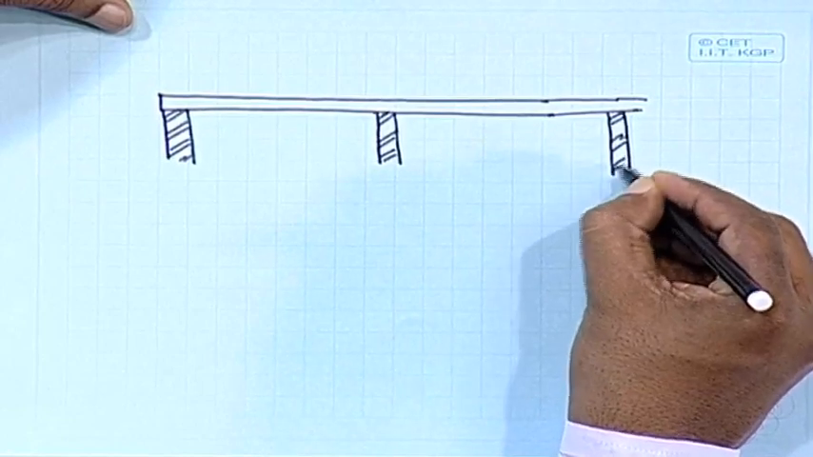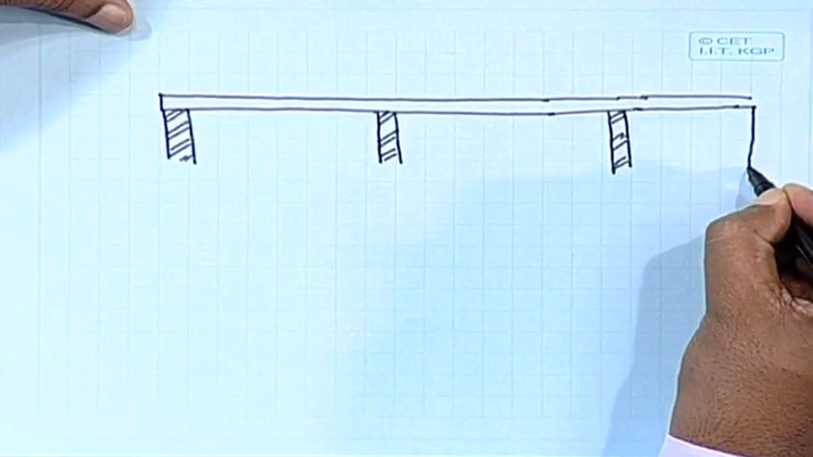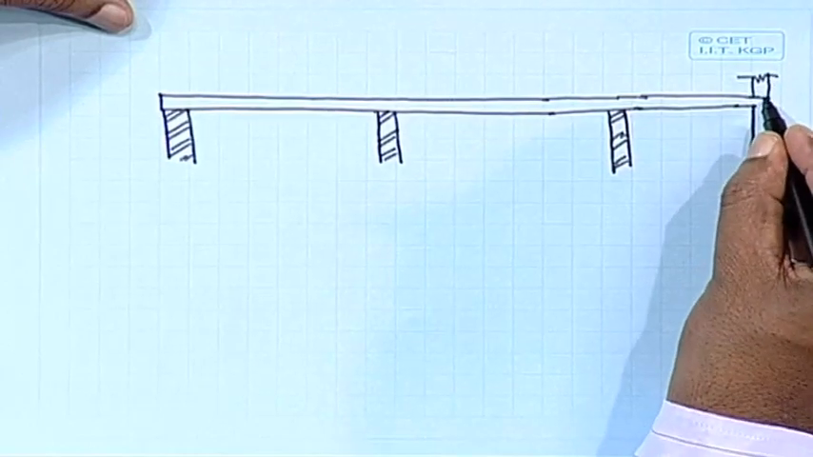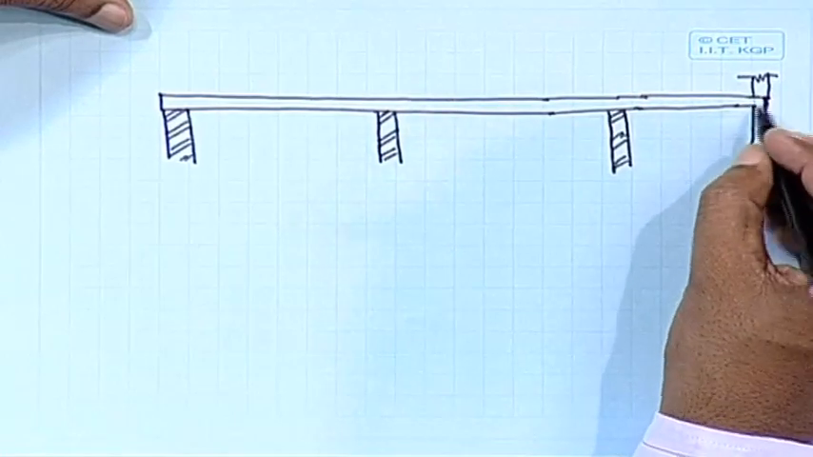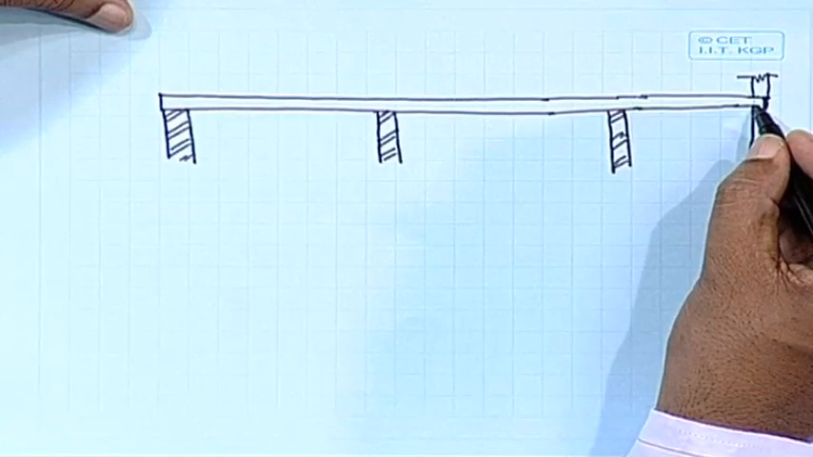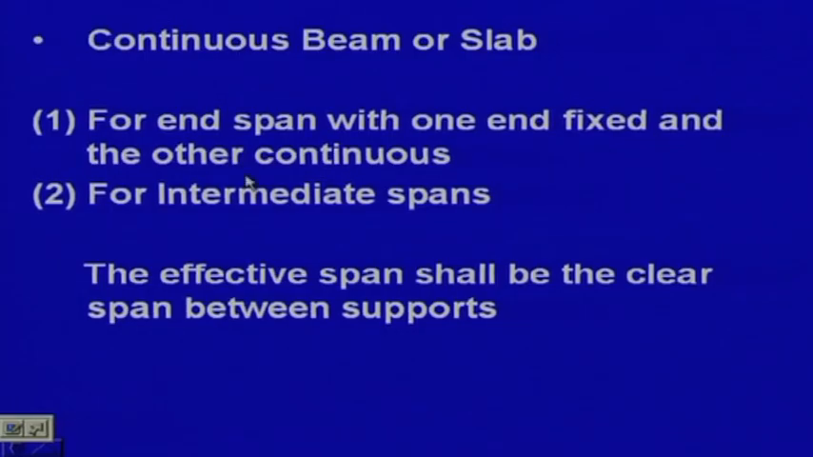So, we can go like this, let us say stop it here. Let us say there is a column here, I can put it like this just to make it, there is a column here, a column this side. So, that means I can say this side is fixed. So, in this case we can say for end span with one end fixed, and the other continuous, or for intermediate spans, the effective span shall be the clear span between supports.